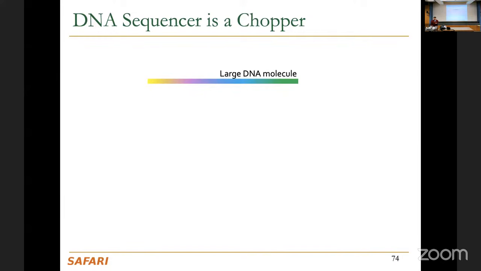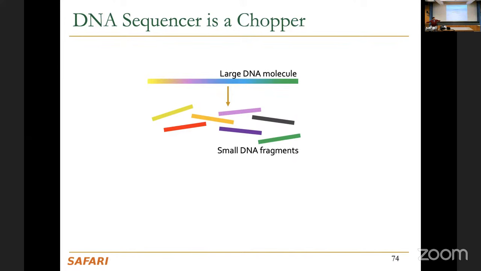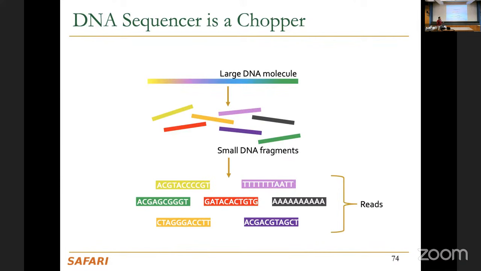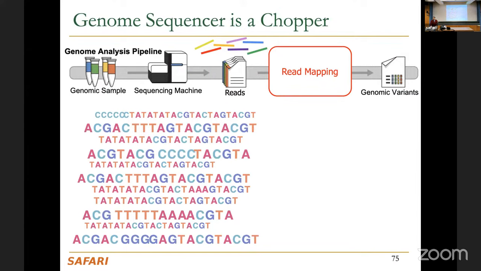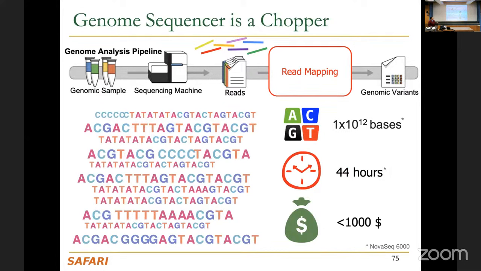This is done by starting with this long DNA molecule, maybe it's your entire chromosome. This is chopped down to small fragments, and these are produced after the DNA sequencing finishes its process. These are the fragments of the DNA that we call reads. I'm going to be referring to these DNA fragments as reads in the remaining part of the lecture. Since the DNA sequencer is a chopper, meaning it doesn't contain the location information of where we sequenced it from in the genome, we need to find where it belongs in the genome. This is done by a step called read mapping.